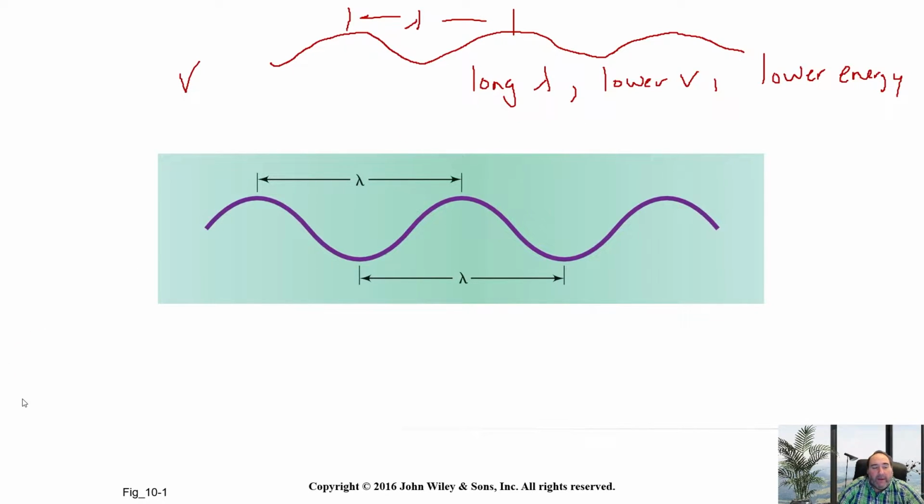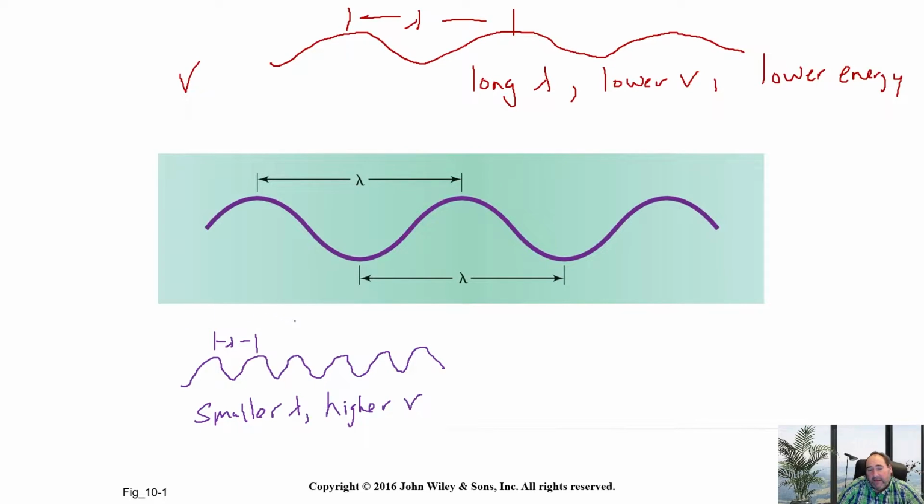Red has a longer wavelength than, say, purple, which is what we see in this one. So purple may have a much smaller wavelength. So it has a smaller wavelength, which means it usually will have a higher frequency. And usually that would result in higher energy. So the wavelength and frequency do play an effect in terms of the energy associated with the wave.